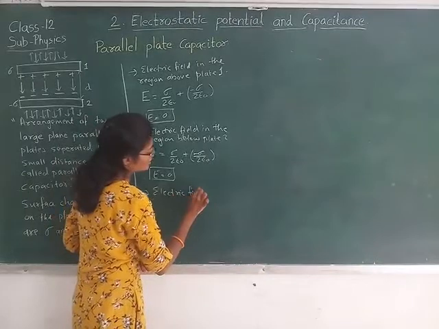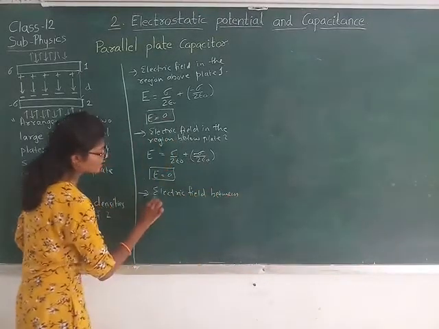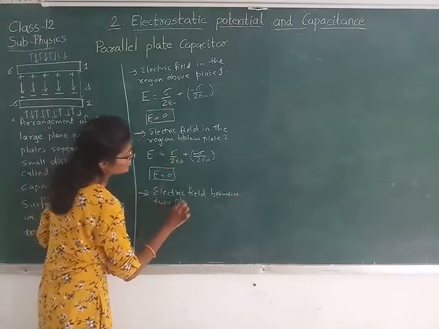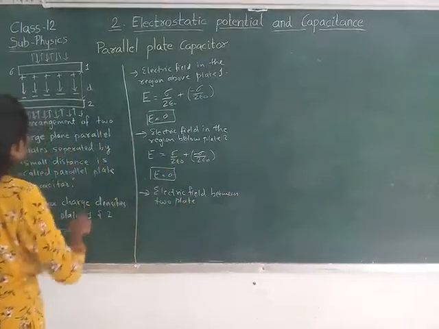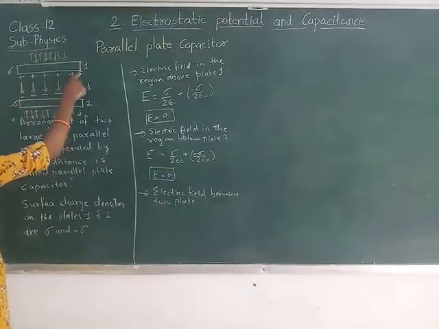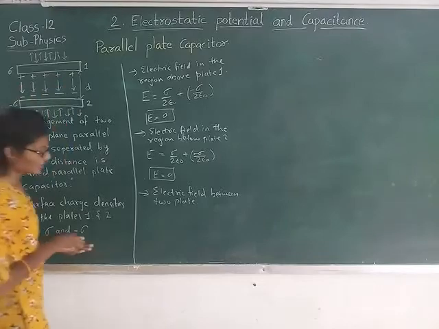Electric field between two plates. You can see over here, due to this positive charge, the electric field line is where? It is in the downward direction.